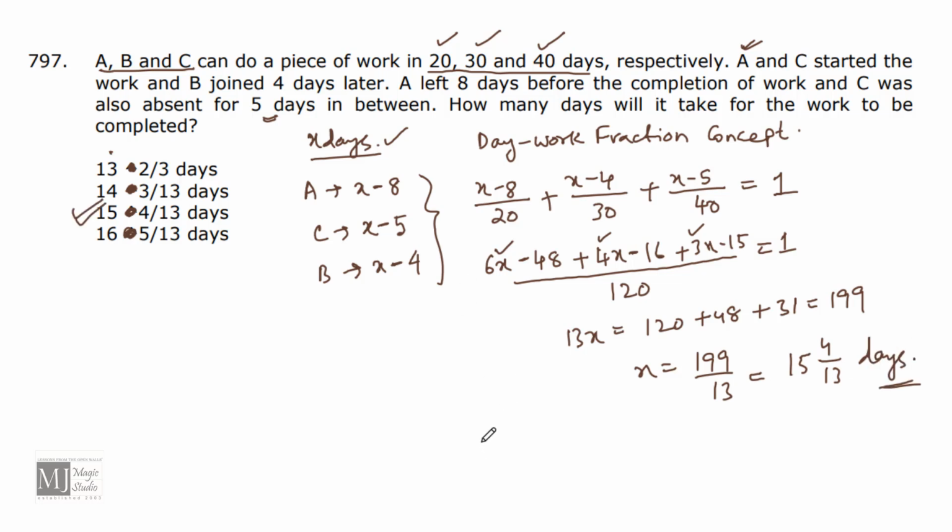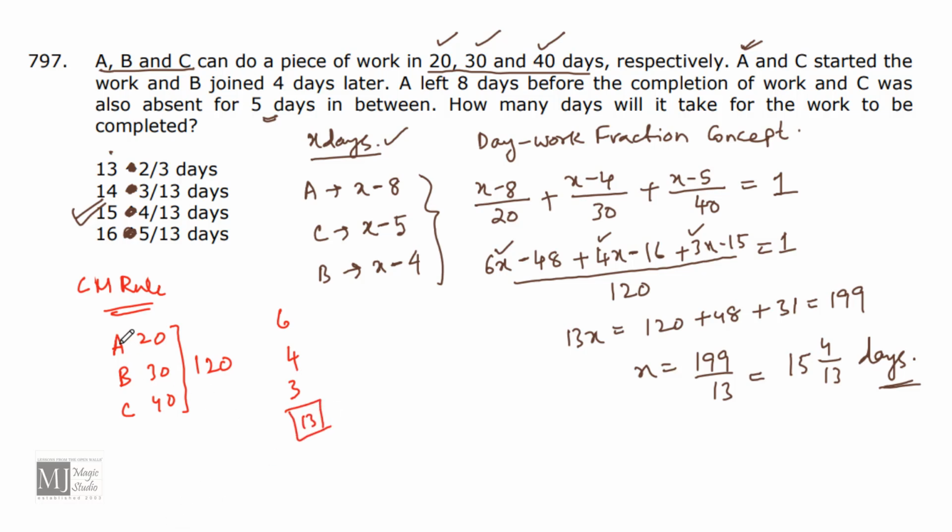Now, for those who really want to make this fast for themselves, yes, we have the CM rule, and as you know, CM rule always rules, and see just how. A, B, C, 20, 30, 40. Just find the LCM, 120. 120 by 20 is 6. 120 by 30 is 4. 120 by 40 is 3. Just find the total of these.